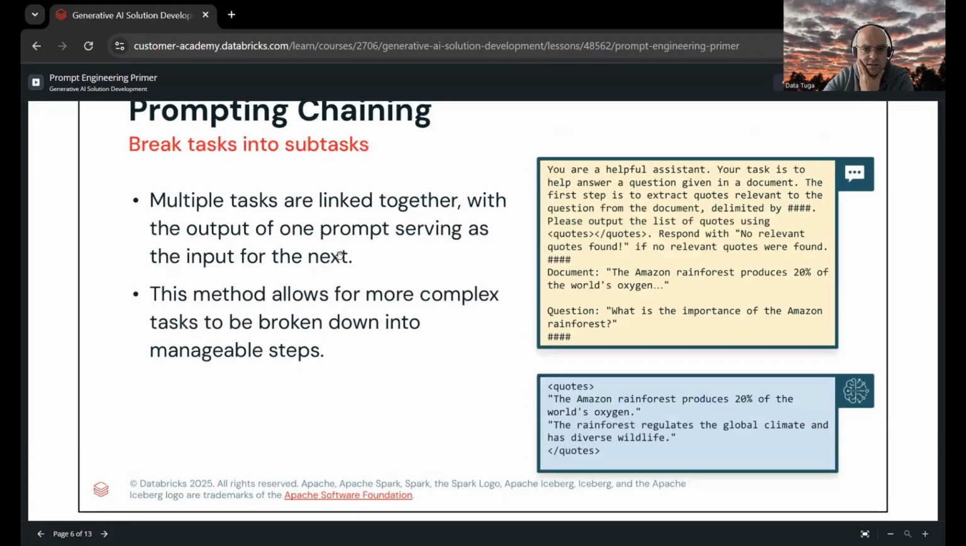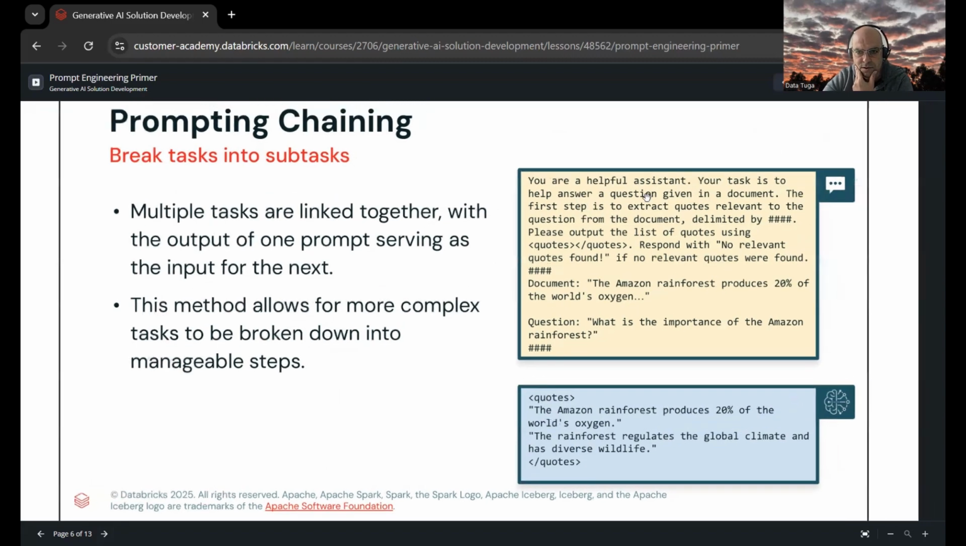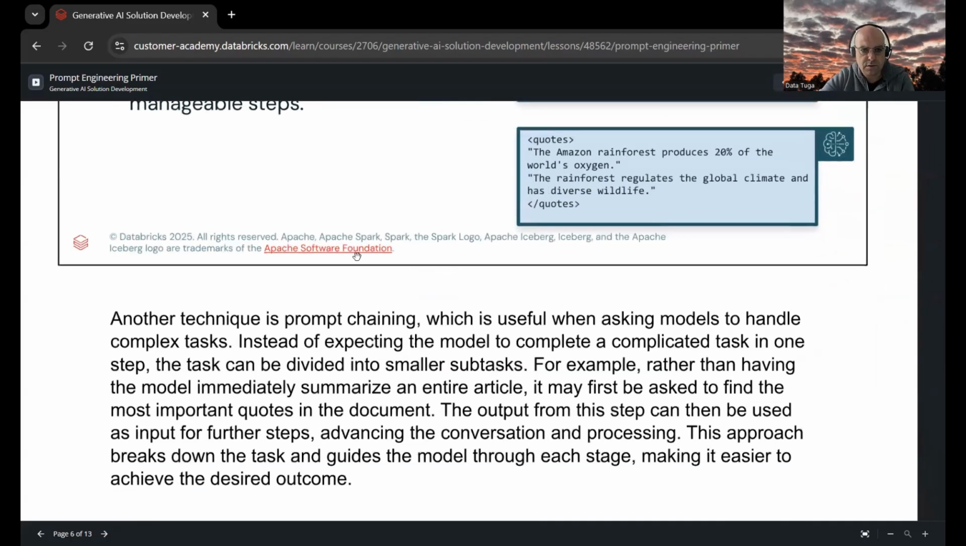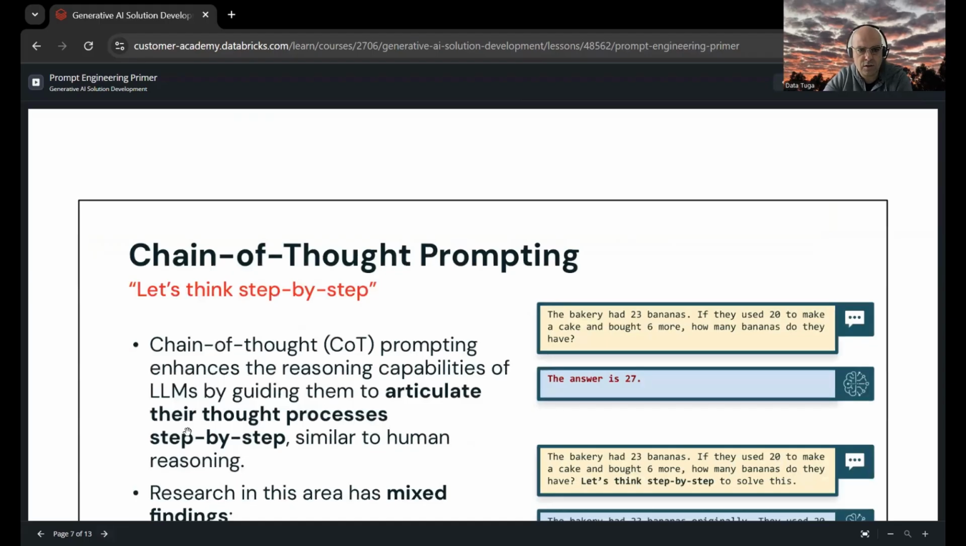So multiple tasks are linked together, and more complex tasks are broken down into steps. Like a chain. Prompt chaining. This approach breaks down the task and guides the model through each step. Yeah, exactly. Next, chain of thought.